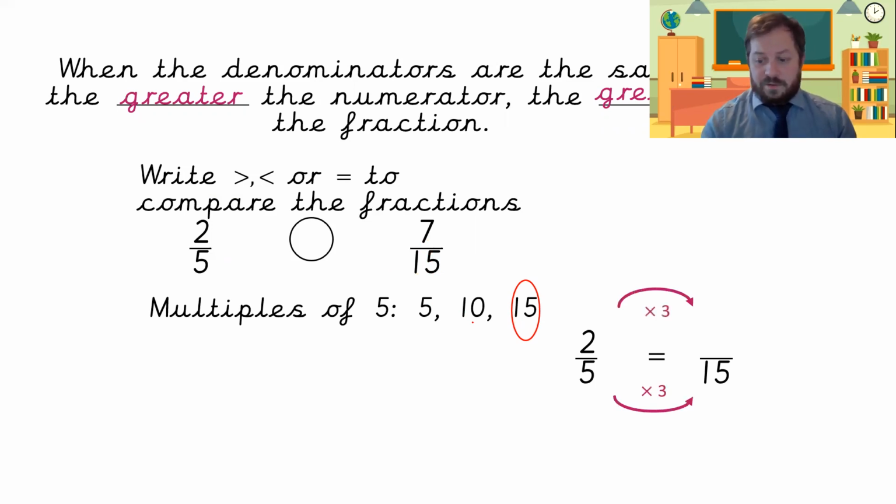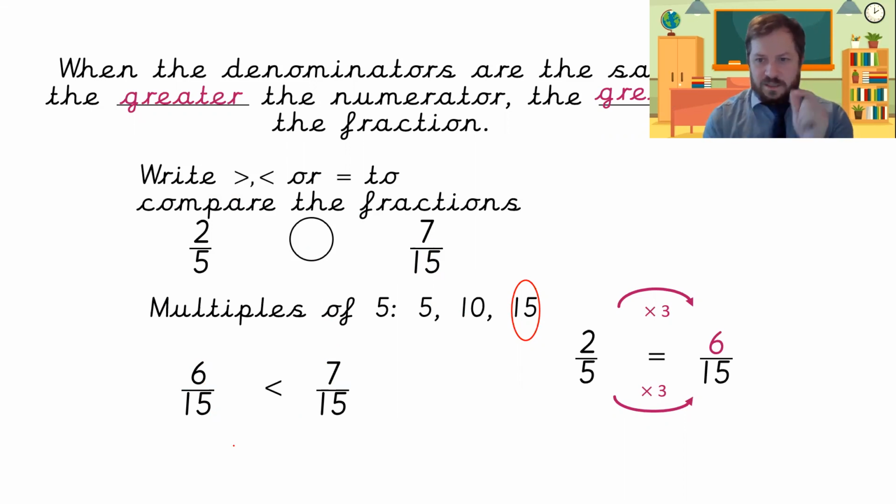So we times the top by 3 as well, which is 6. So 6/15 is the same as 2/5. So we can say 6/15. Now we've got the same denominator. We can compare the numerators. 7 is greater, so 7/15 is greater than 6/15.